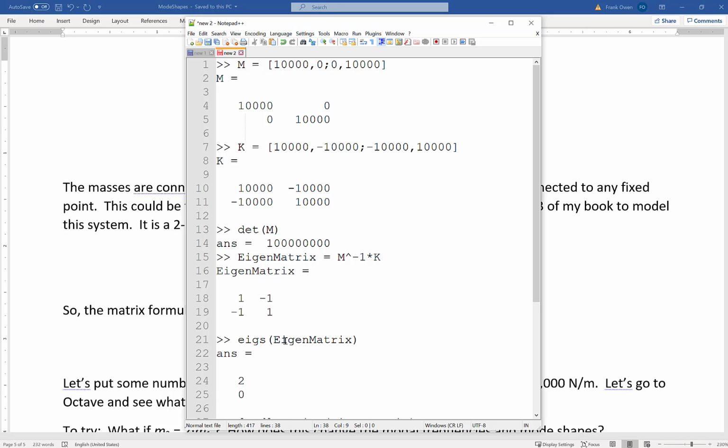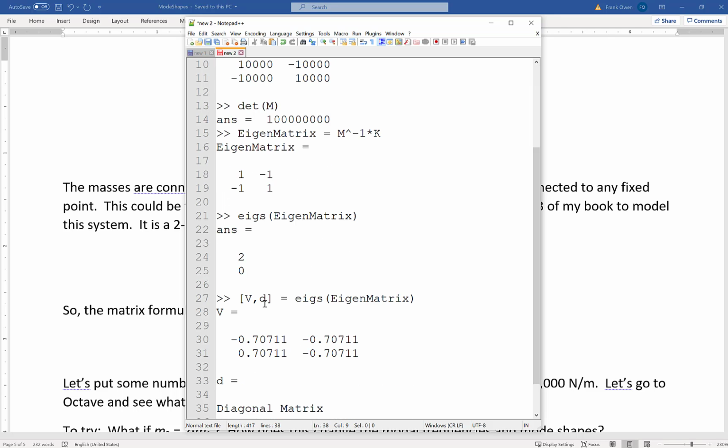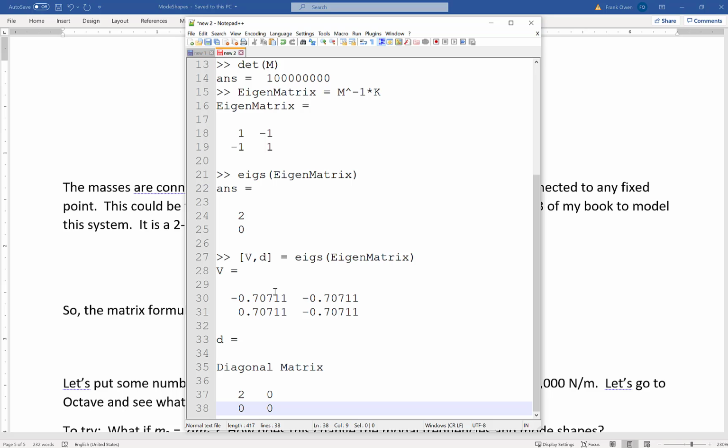But that didn't work. I got the eigenvalues, but I didn't get the eigenvectors. So with this formulation here, I've done this before, so I knew how to do it. I didn't have to look it up, but you can look it up in Octave also.